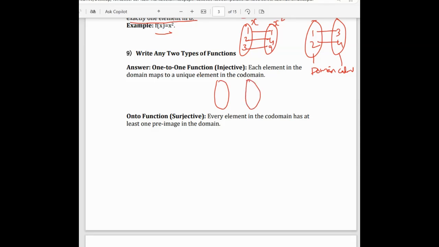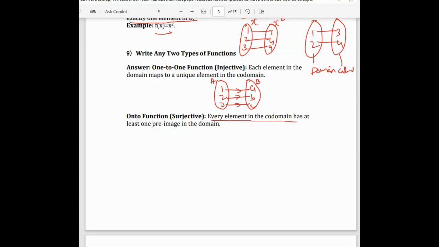So, for example, you have 1, 2, 3, and you have A, B, C. Every element of the domain should have one and only one image. Then it is called a one to one function. Then, what is onto?